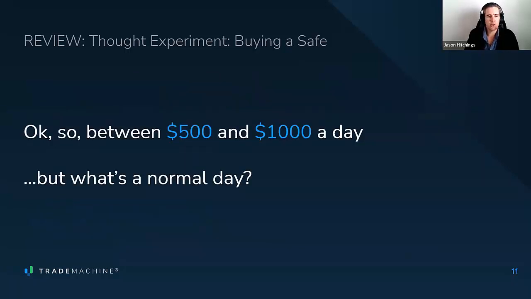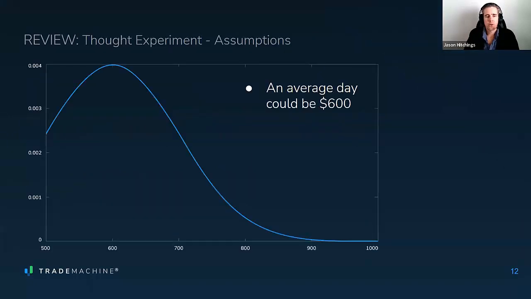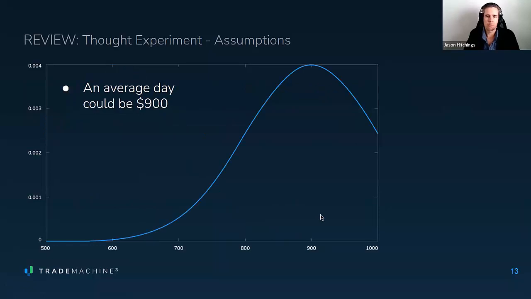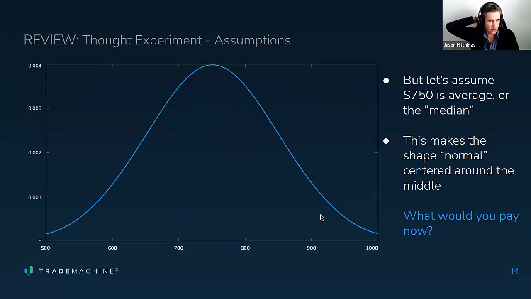If there's between $500 and $1,000, the question becomes, what's a normal day? First, we could have a skew to how the money is distributed. If this is the amount of money and this is the frequency with how often that occurs, the most probable could center around $600 or it could center around $900. But for the purposes of this exercise, and this is how it works in the options world as well, when we're thinking about the distribution of the value in the safe, it's going to be what we call a normal distribution centered around the midpoint.